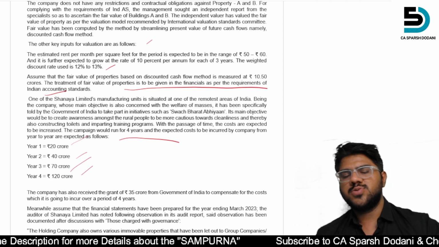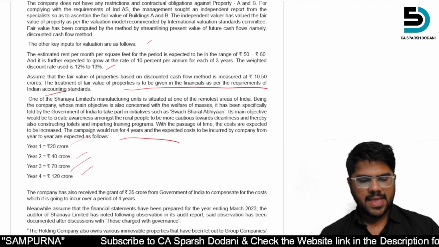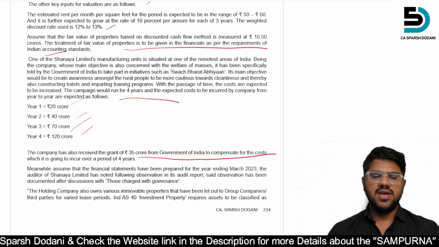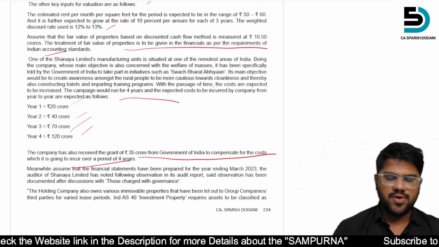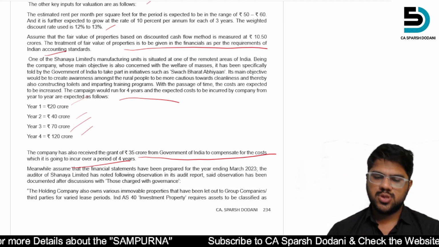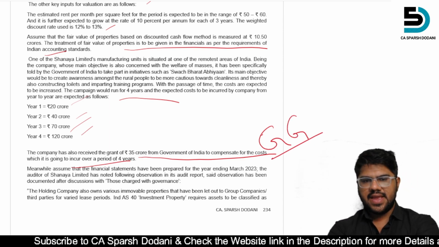So these are the costs which would be incurred in the Swachh Bharat Abhiyan as far as the company is concerned. The company has also received a government grant of 35 crores to compensate the cost which is going to be incurred over a period of 4 years. So 35 crores is the grant that has been given. So this also covers the government grant. Okay. Ind AS.